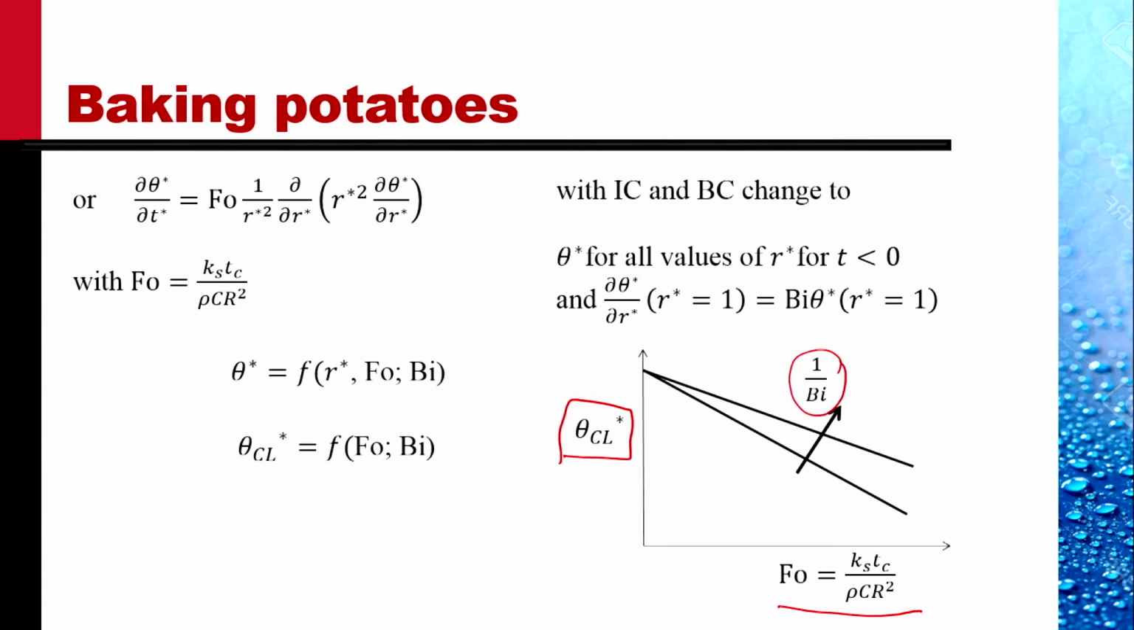If we determine what is the theta that we need, we go to the relevant Biot number curve, and from this we read what is the Fourier number that we want. And from this we can calculate what is the time that would be needed to get the temperature to the required temperature.